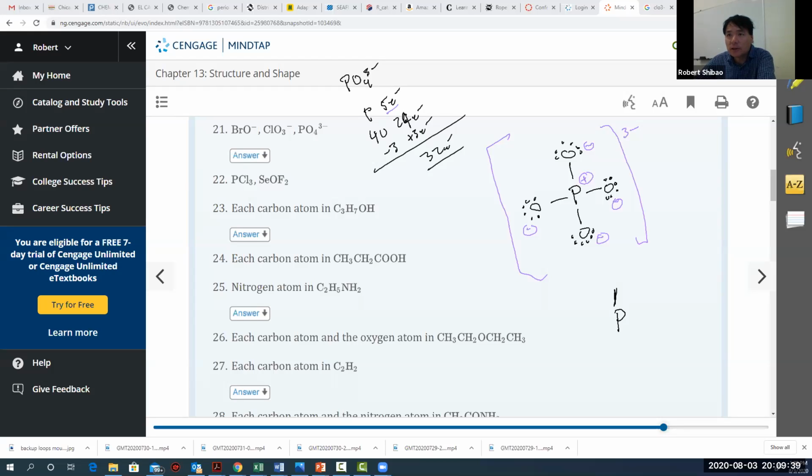That's not supposed to be a wedge. It's supposed to be just a line. So one single bond in the plane like this, one single bond in the plane, one single bond coming out of the plane, and one single bond going in. So I'll just try to speed it up by drawing the lone pairs as lines. Like that.